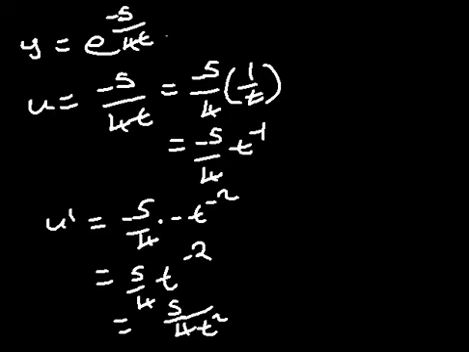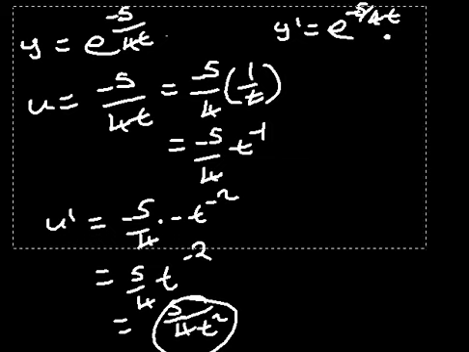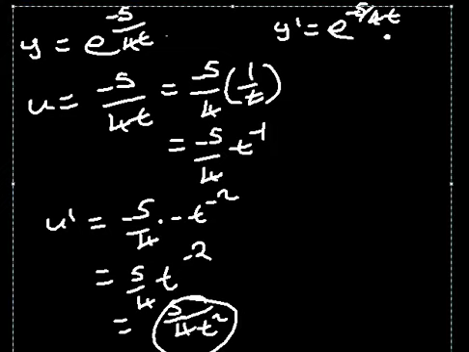So now we'll have y prime being given as e to the power negative 5 over 4t times that one. So take note of that. You should get it in that way. And also think about this one as well, the way you should understand these things.